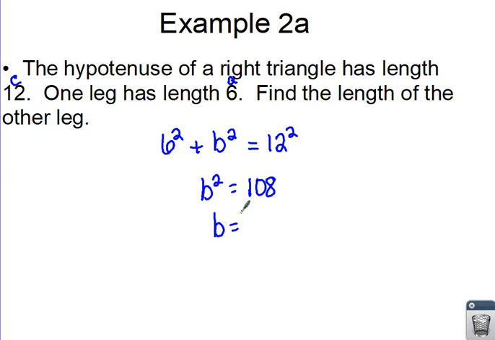And then take the square root of both sides. So we take the square root of 108. We get 6 square root 3. Okay, Pythagorean theorem's pretty straightforward. There's not a lot of craziness.